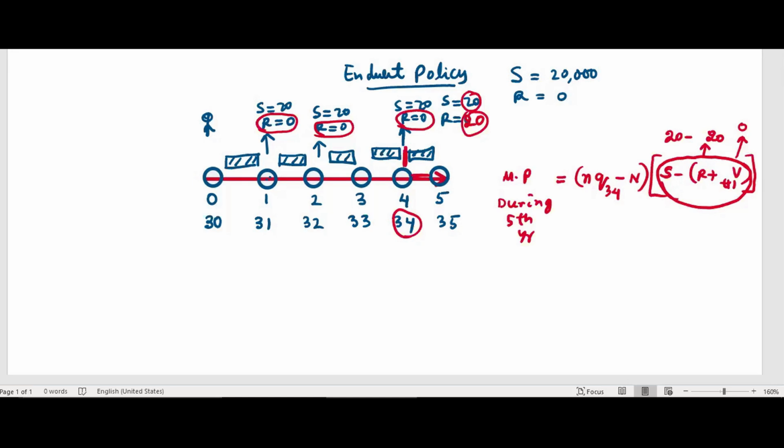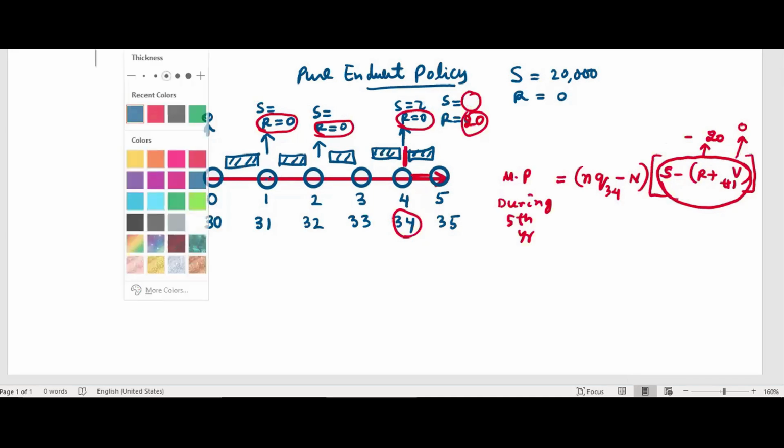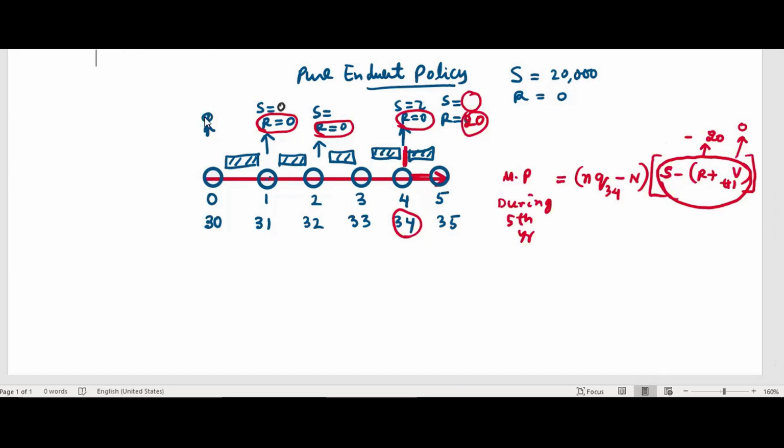Now make it a pure endowment policy. If you make a pure endowment policy, then what will happen? In pure endowment, there is no S. So, okay, I can write this. I can make it 0. Here also it will be 0. There is no death benefit. It's a pure endowment one. R will not change in any case.